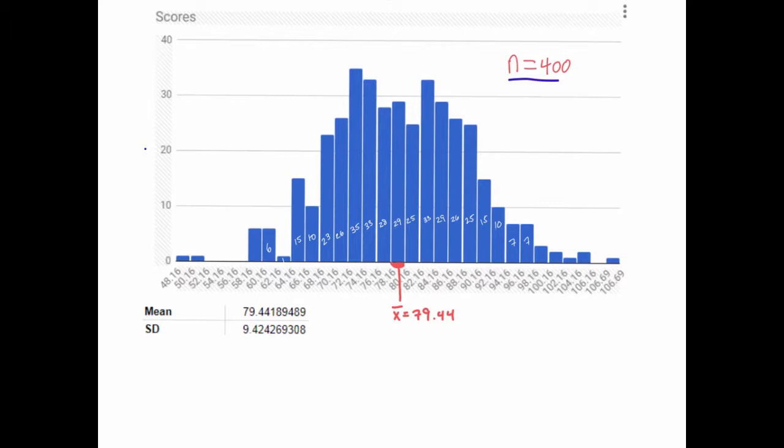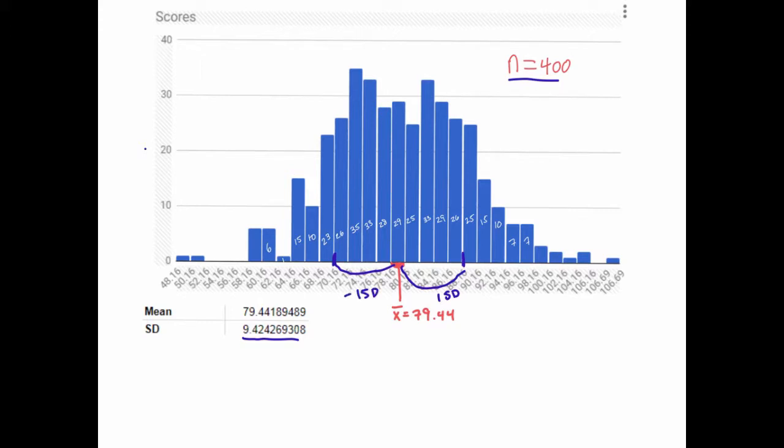So I've got my mean here, 79.44. If I add one standard deviation, given that our standard deviation has that length, 79.44 plus 9.42 gets me to 88.6, which is roughly around here. It's not exactly there, but let's just ballpark. That is one standard deviation above. And if you do 79.44 minus 9.42, you get 70.2. So let's just use that as roughly the cutoff for one standard deviation below the mean.